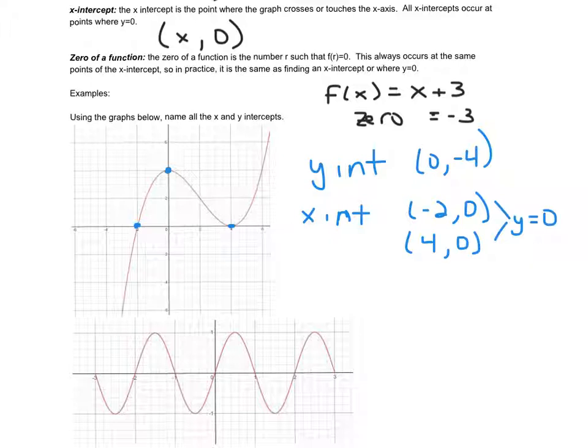Now, interestingly enough, using this same knowledge, we can also say this polynomial or this function has zeros at x equals negative 2 and 4. Because remember, the x-intercepts are also showing where the zeros of our function are.